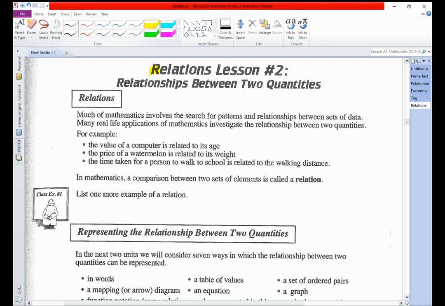Hello, everyone, and welcome to Relations Lesson 2. We are looking at relationships between two quantities. I'm going to try to move through this one quick because Lesson 1 took a little bit longer than I was hoping. So let's try to get moving here.